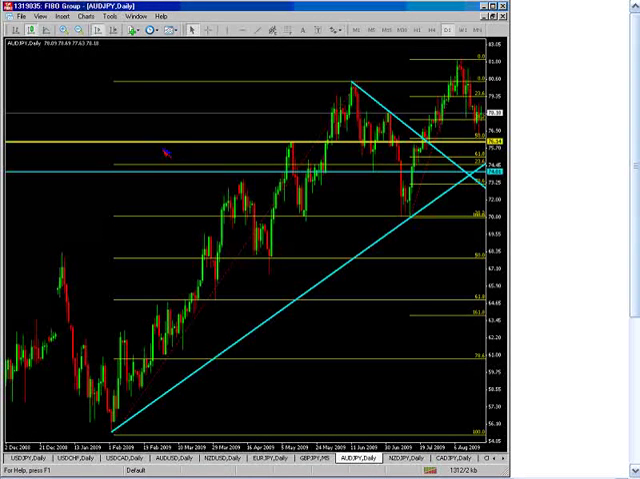Now, the next chart is the Aussie yen. Well, let me go to the gold, and then we'll go to the euro dollar. There's a lot of indecision. I already went through the euro dollar, but there is a lot of indecision in the euro dollar.